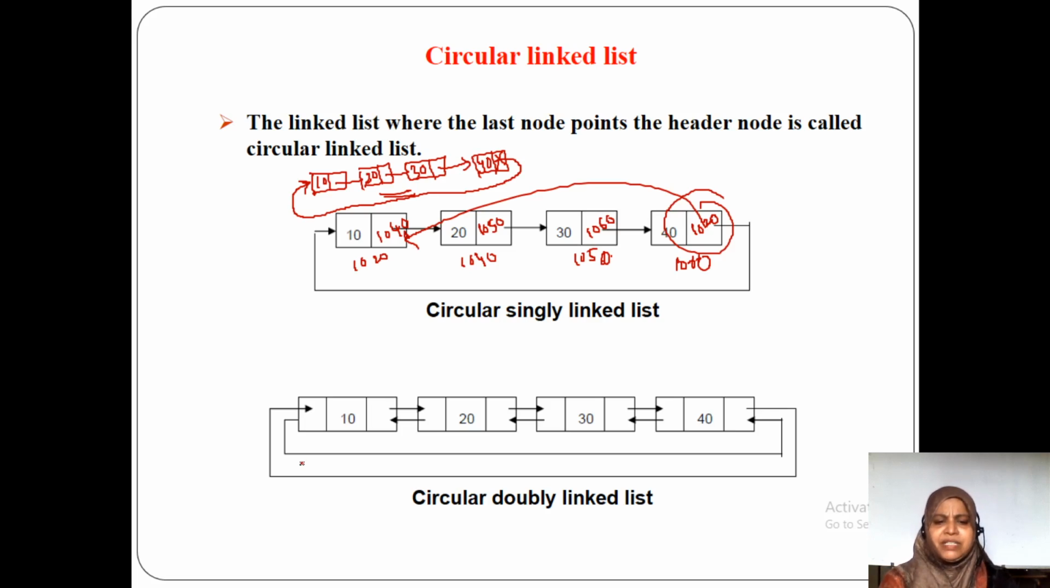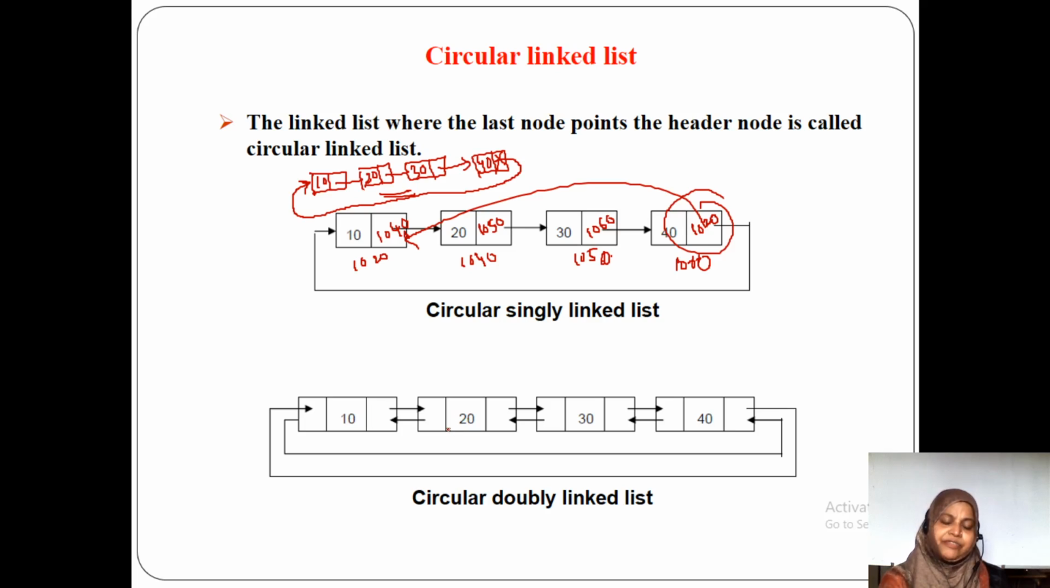Circular double linked list means the same here. Here the previous node is there. It is in the left pointer. In the left pointer, we are going to point to the previous node. For this one, which one is the previous node? The last node is the previous node. For this 10 node, which one is the next node? 20 is the next node.